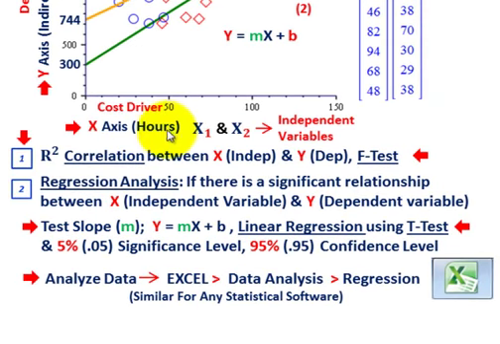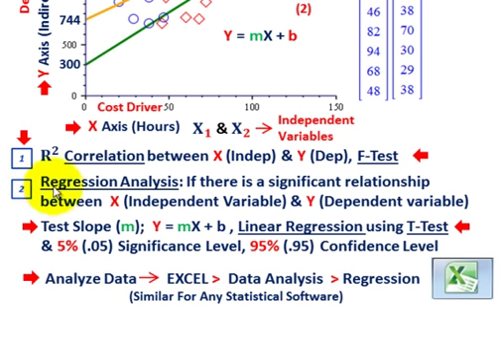First, we're going to be looking at R squared, and in this case we're going to be using some Excel regression output to look at the R squared, the correlation between our X independent variable and our Y dependent variable, and this is where we're going to be using the F-test.